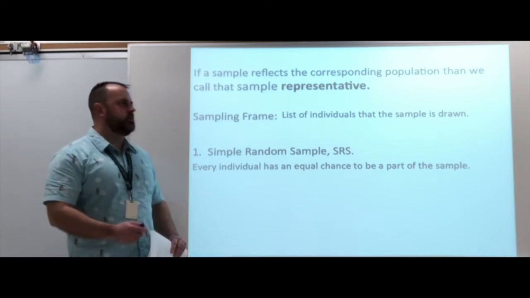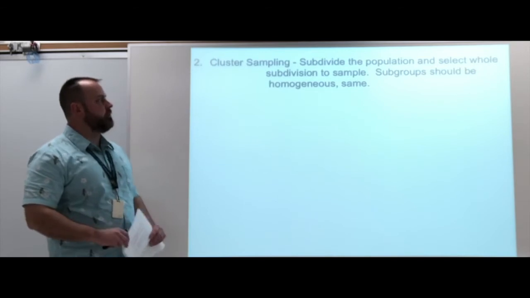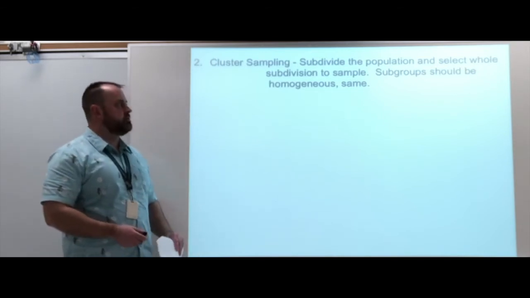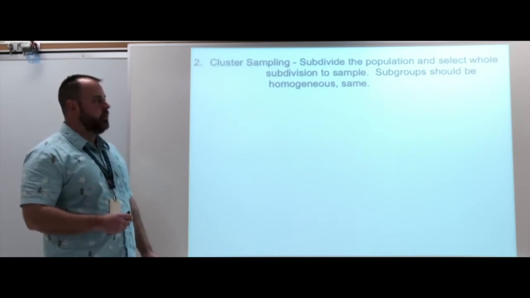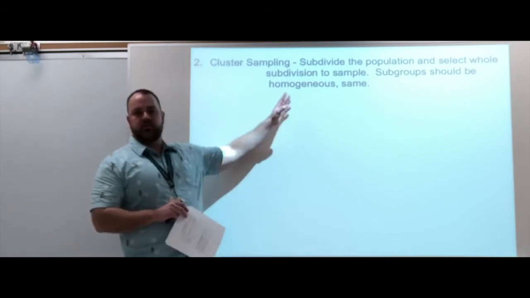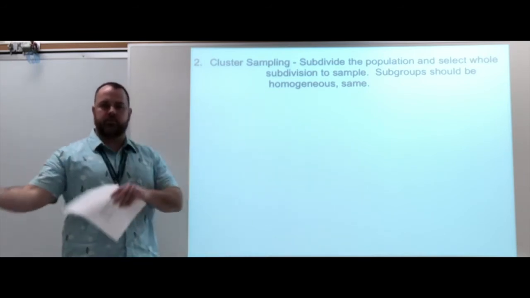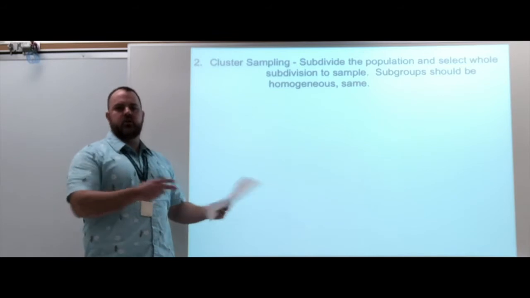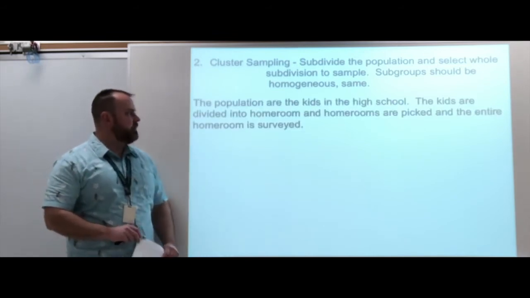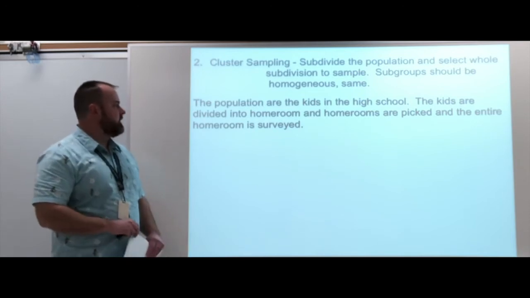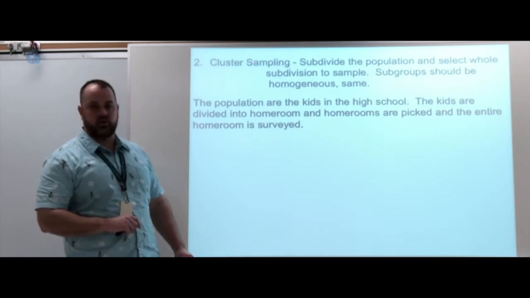So, some other methods that we use to get a good sample. We have cluster sampling. Cluster sampling: subdivide the population and select whole subdivisions to sample. Your subgroups should be similar. So you're not just randomly saying, here's 20 people, here's 20 people, here's 20 people. There's going to be a reason those groups are put together. The example I have here: the population is kids in a high school. The kids are divided into homerooms, and homerooms are picked, and the entire homeroom is surveyed.